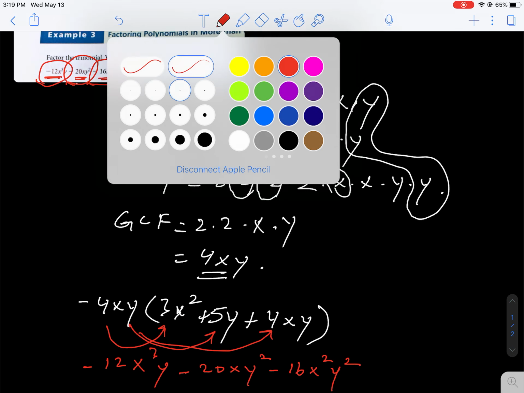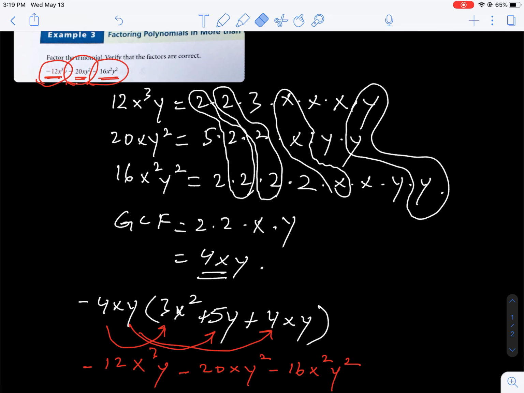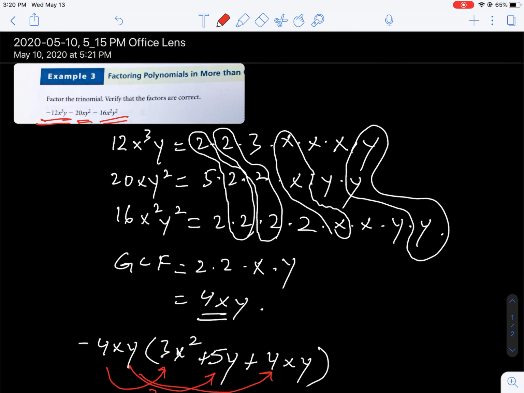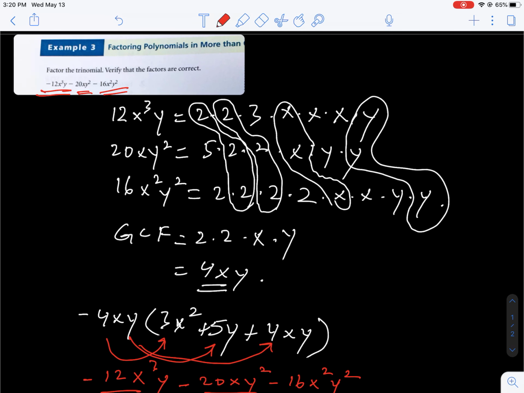So the original expression right here, I'm going to erase this. So this is our original expression, which is minus 12x cubed y. So I've got minus 12x cubed y. This is minus 20xy squared, minus 20xy squared, and we have minus 16x squared y squared. So this is how you'll use prime factorization to factor a trinomial which has more than one variable. Thank you.